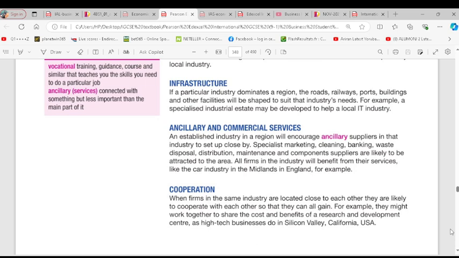Infrastructure. If a particular industry dominates a region, the roads, railways, ports, buildings, and other facilities will be shaped to suit that industry's needs. Now, Tripoli has a lot of schools. As a result, a lot of road infrastructure is happening. The government is putting a lot of police on the road. They are rebuilding different roads. Why are they rebuilding these roads? They are rebuilding these roads because there is a lot of traffic.